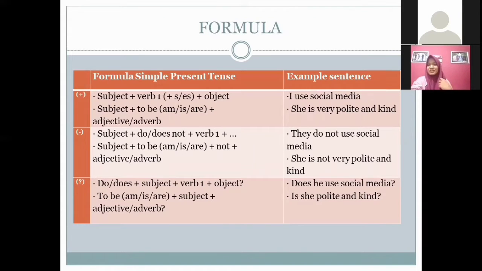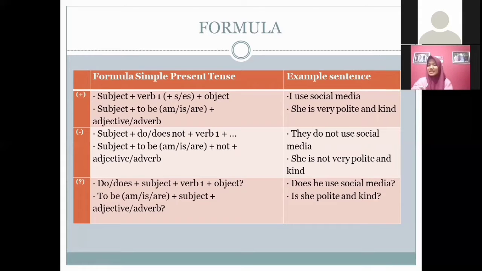Next, the formula of simple present tense. First, positive sentence. Subject plus verb 1 plus s or es plus object. Example sentence: I use social media. Next, subject plus to be, am or is or are, plus adjective or adverb. Example sentence: she is very polite and kind.